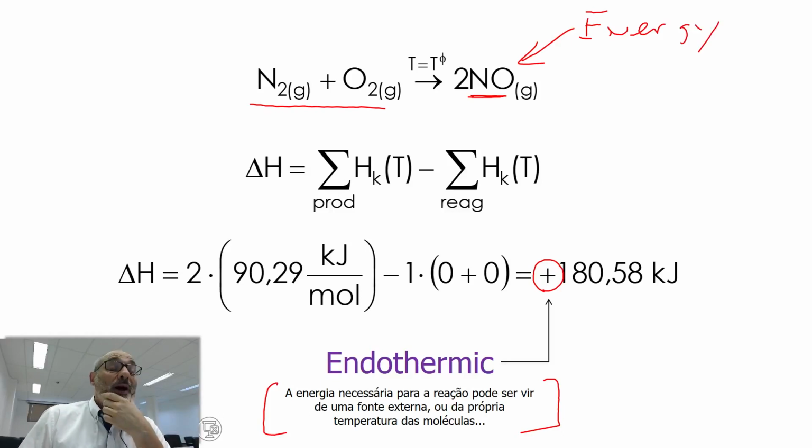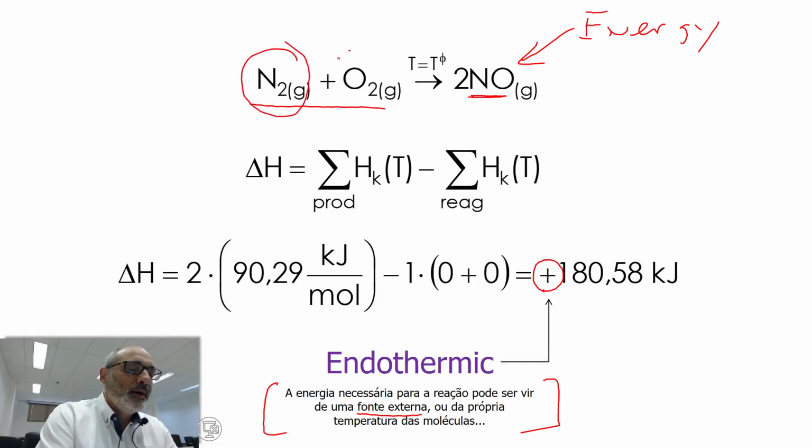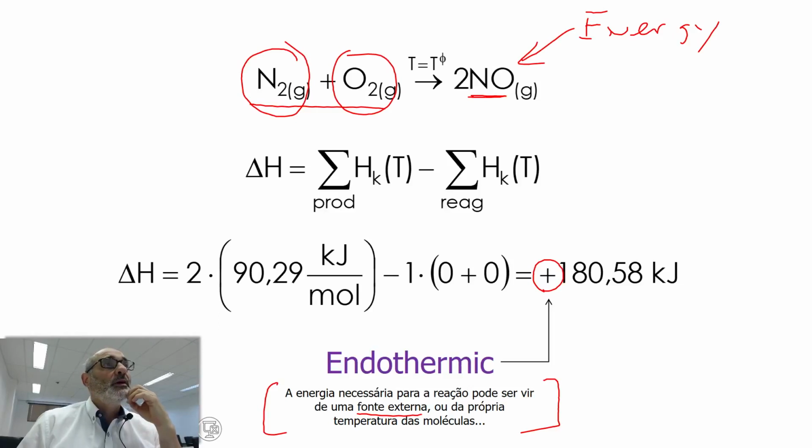And where do you think this energy comes from? Because when a reaction releases heat, it's simple. Heat simply goes away. But this energy may be coming from an external source, of course, but it may be related to the kinetic energy of the molecules bumping into each other, like one molecule of N2 bumping into one molecule of O2. So it may be coming from its internal energy, meaning temperature. Okay, let's move on.